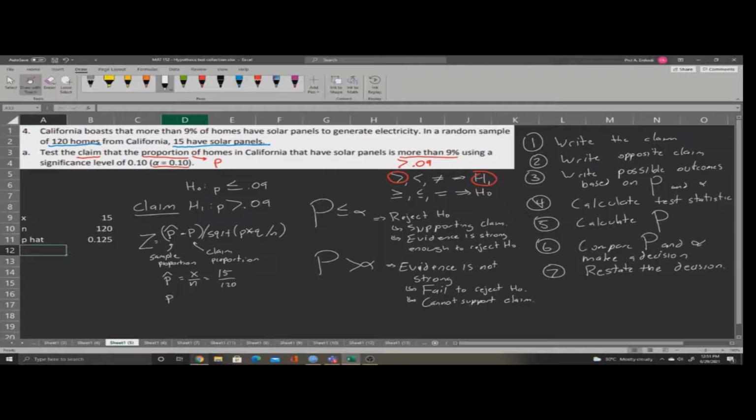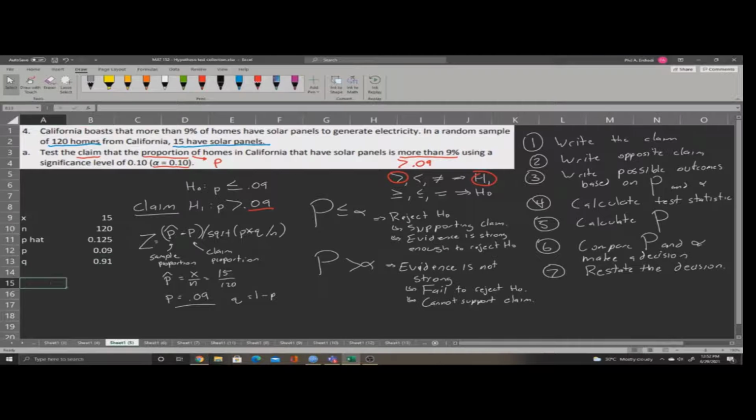Whereas our p without the hat will simply be the claim that we wrote previously. In the claim we have 0.09, therefore we'll simply write that as our p. Now our q is always going to be 1 minus p. So we'll calculate that next. And we get 0.91.